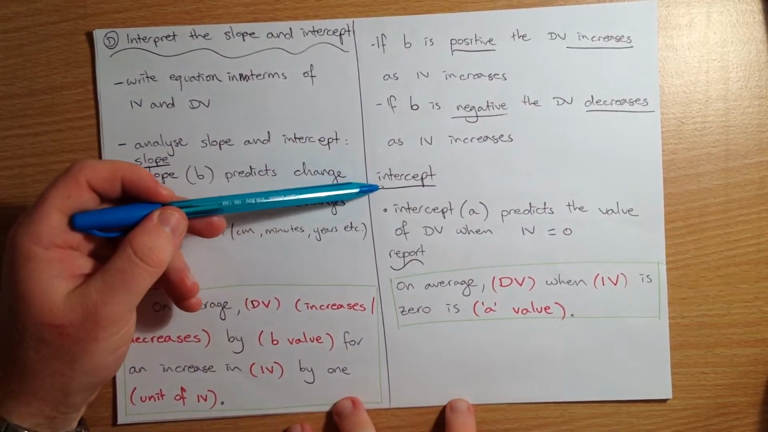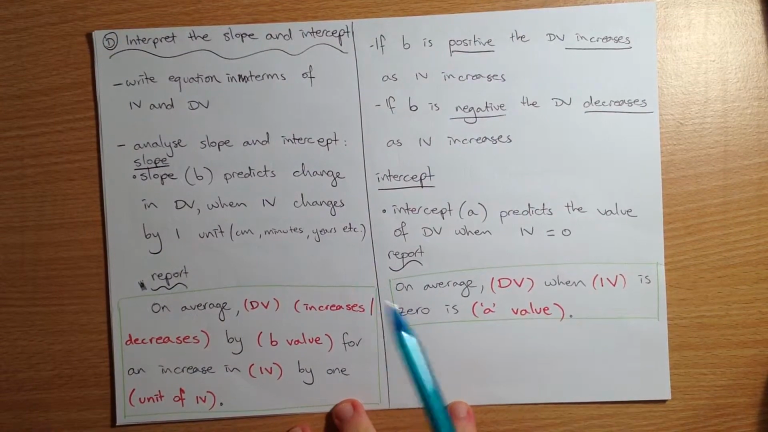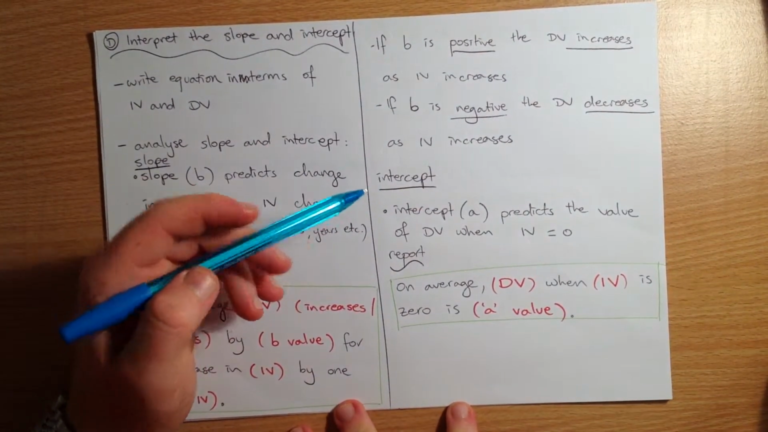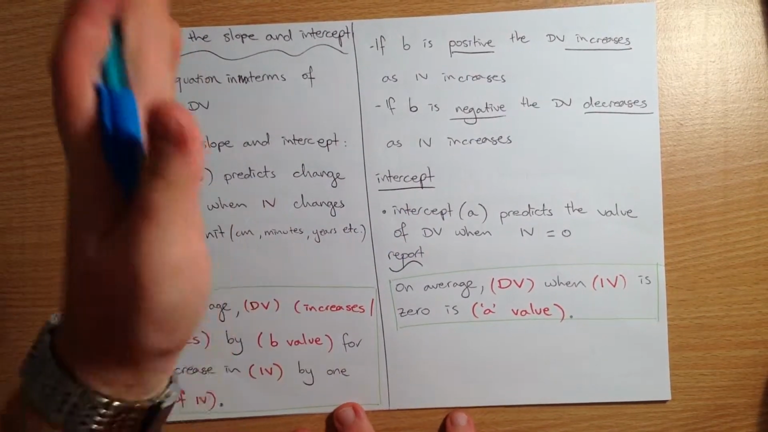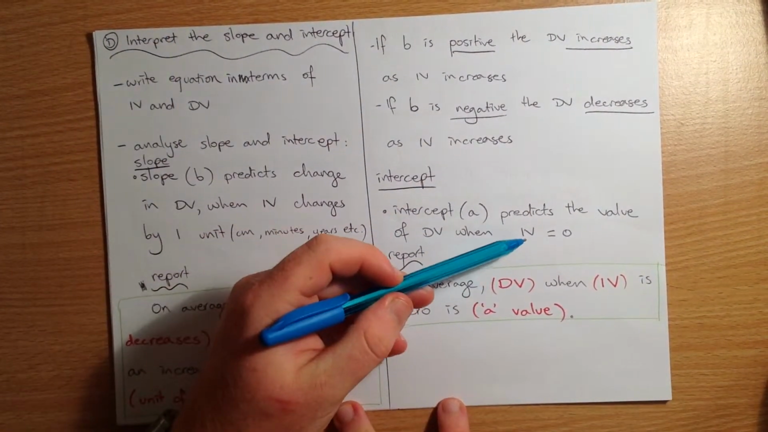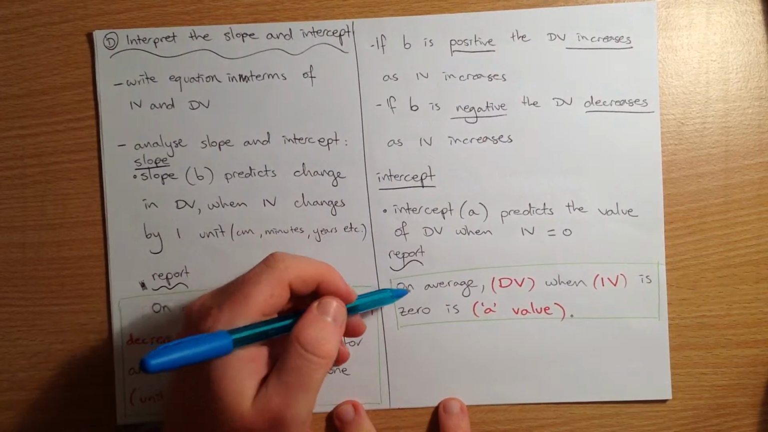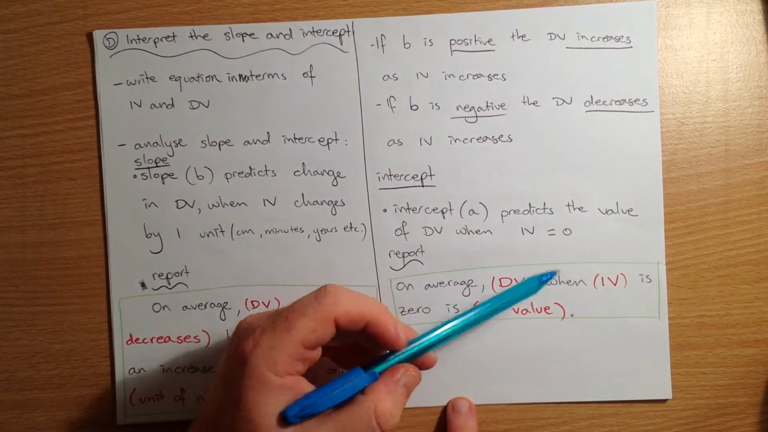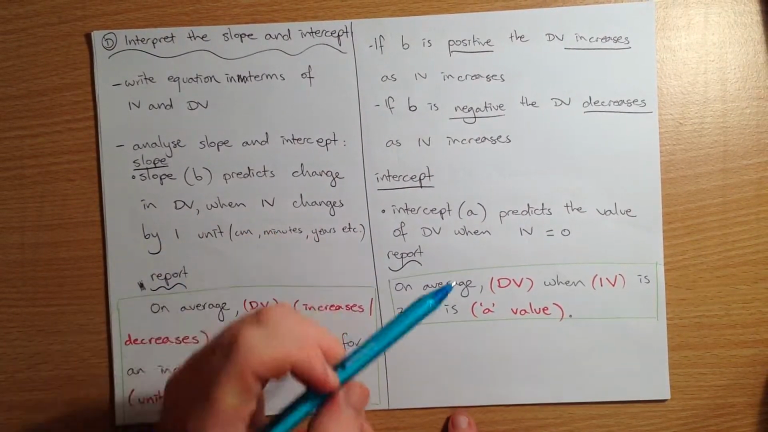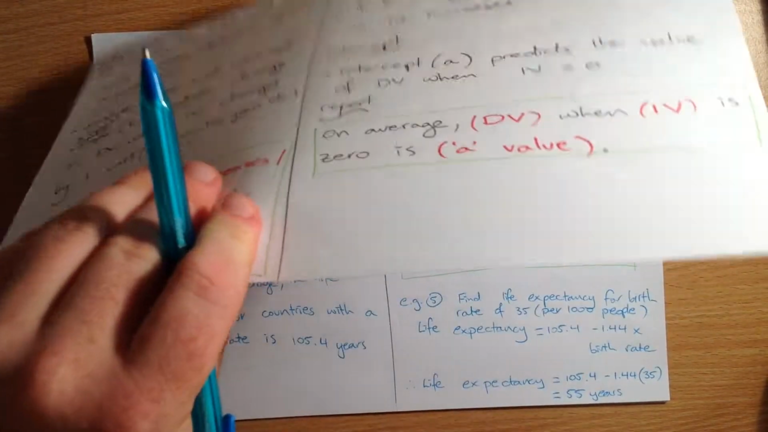The only other thing you'll need to know is the intercept, the y-intercept, the point where it's crossing the line. It predicts the value of the dependent variable, or our y-axis, when our x, or our independent variable, is 0. So the report for that should read like this. On average, dependent variable, when the independent variable is 0, is, and what it is. Let's look at an exact example of that.